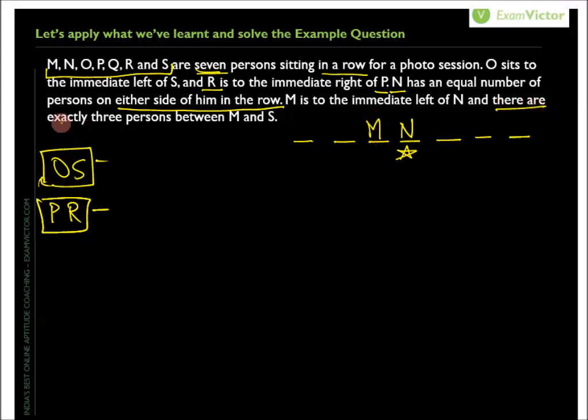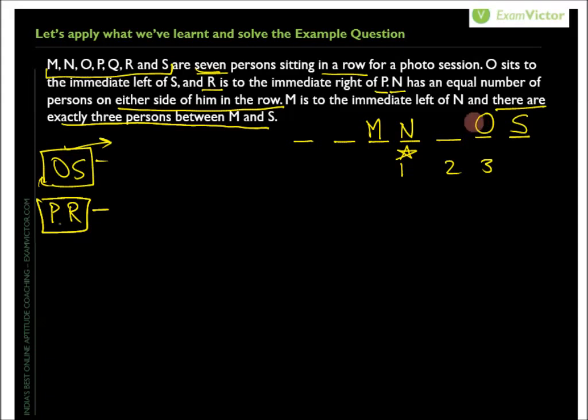And there are exactly 3 persons between M and S. Now M is here. This side has only 2 spaces left. So this business of 3 people between M and S cannot happen. So obviously it has to happen here. This is 1, this is 2, this is 3. So S has to be sitting here. If S is here, we have an ordered pair which is OS. So O has to be here.